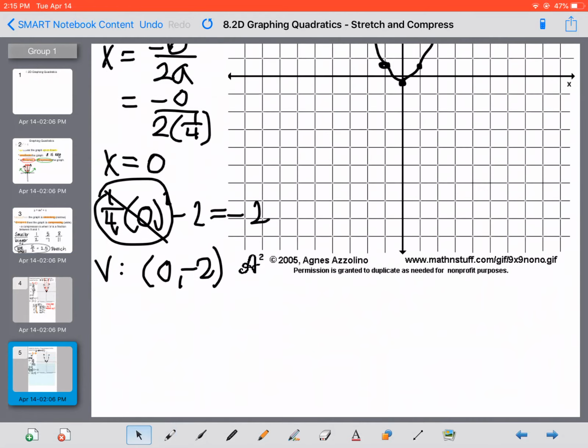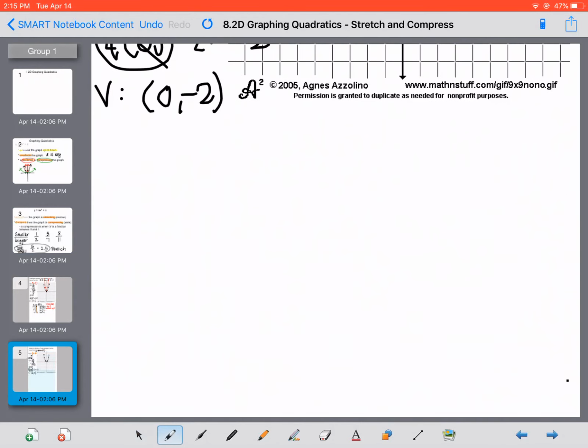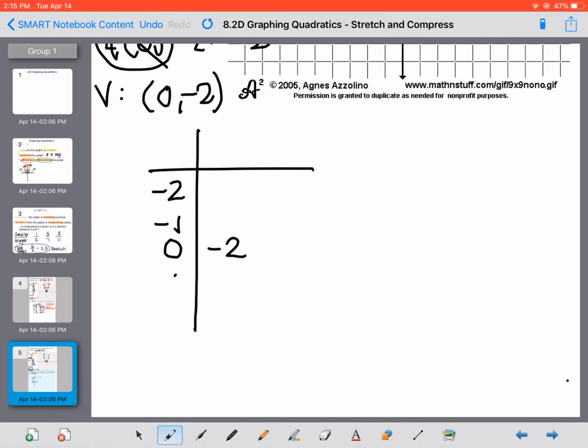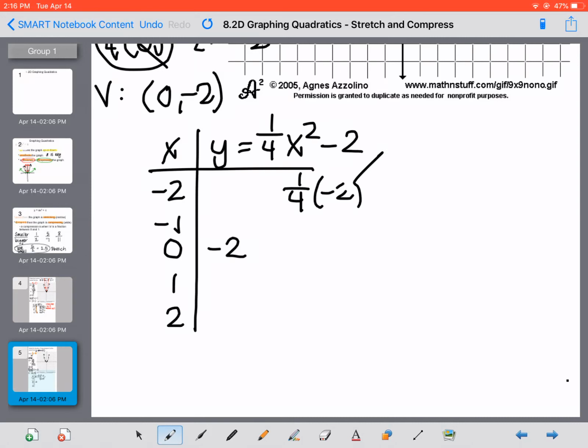And because I have my vertex, now I can make a table of values. 0, negative 2. And then remember, we're going to go 2 below and 2 above my vertex. And my equation was 1/4 x squared minus 2. So now we just got to plug that in. 1/4 times negative 2. Whoops. Don't know what happened there. Sorry. Times negative 2 squared minus 2.